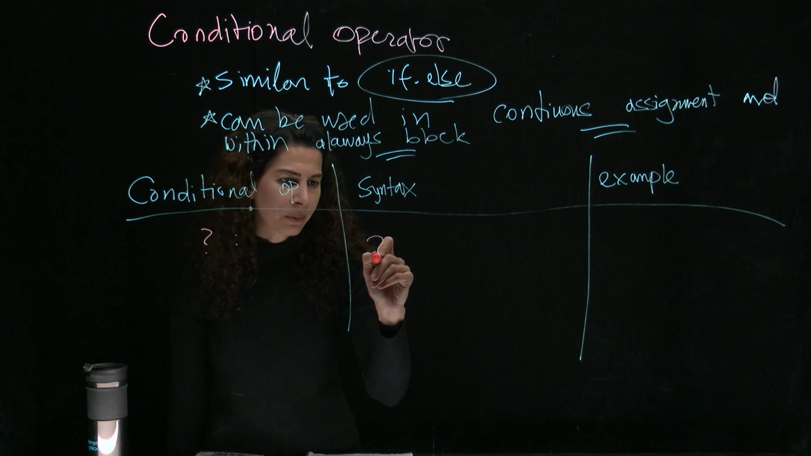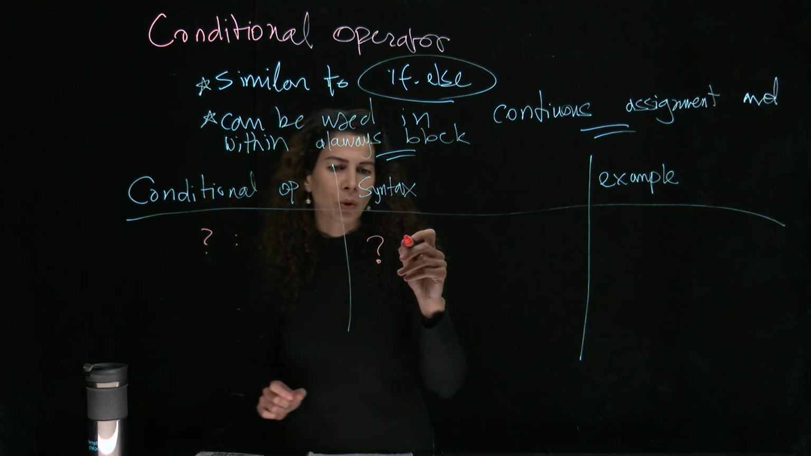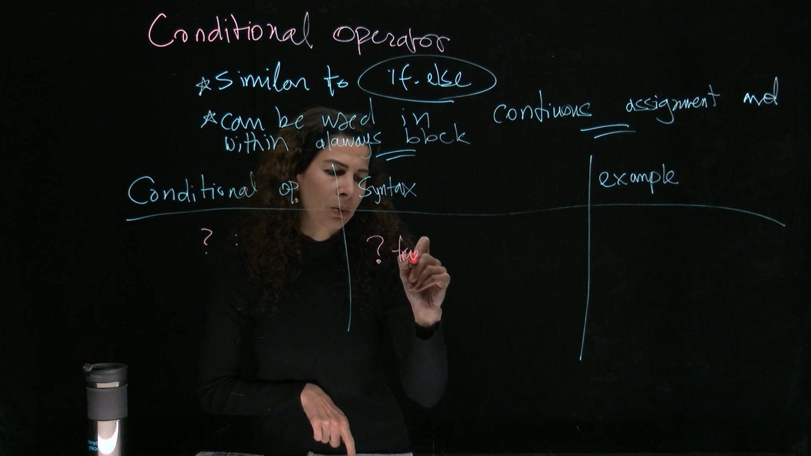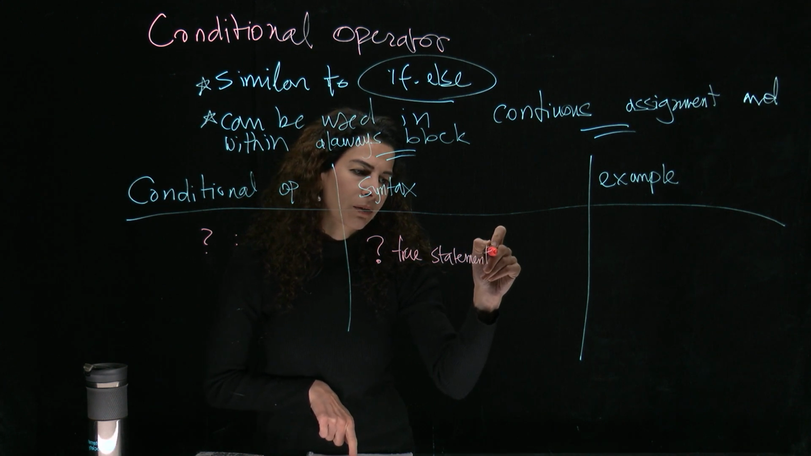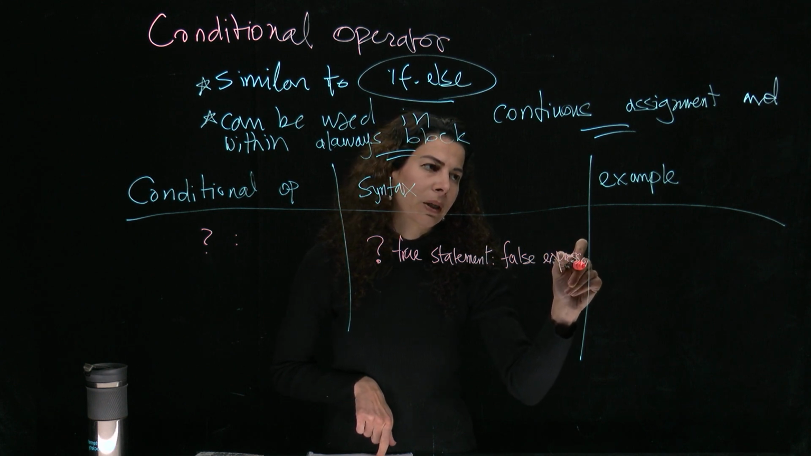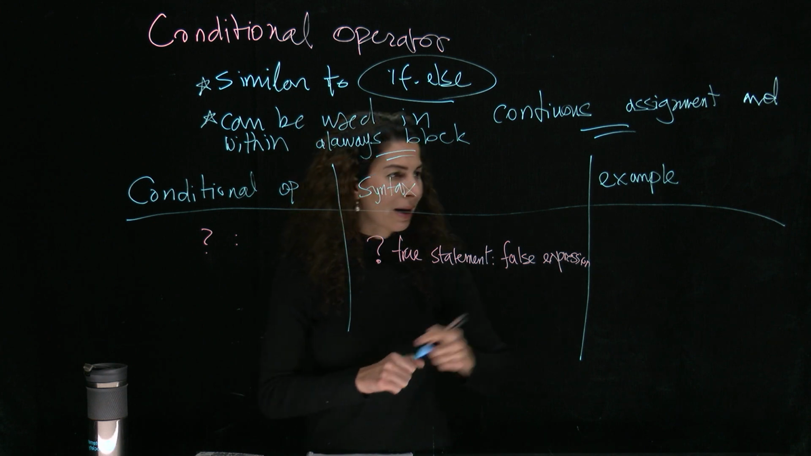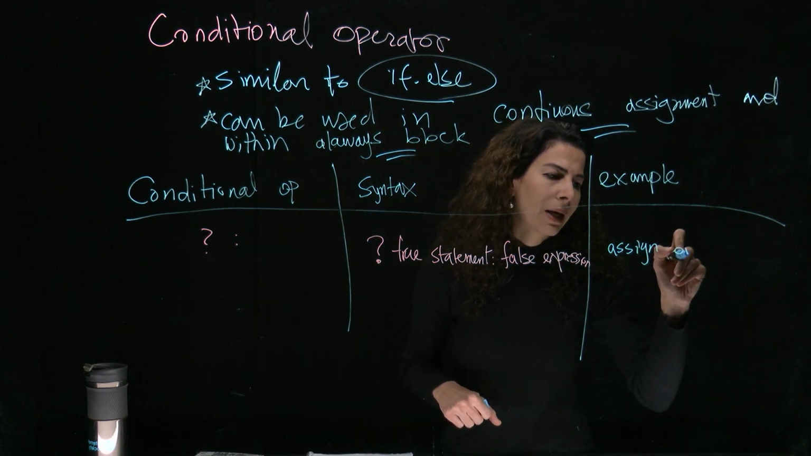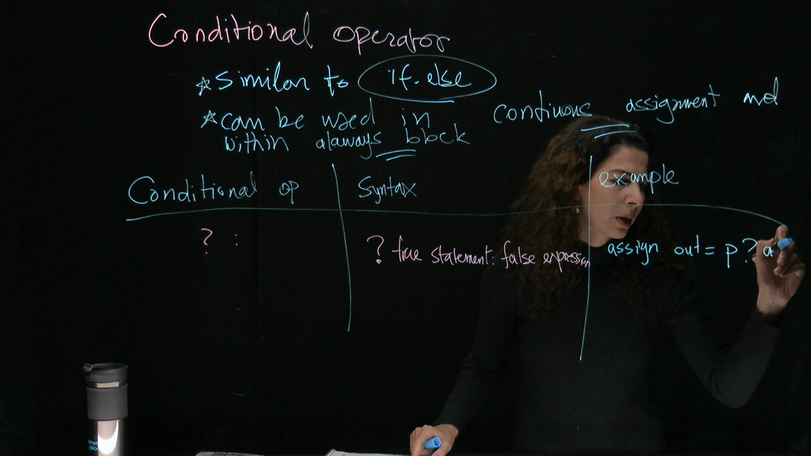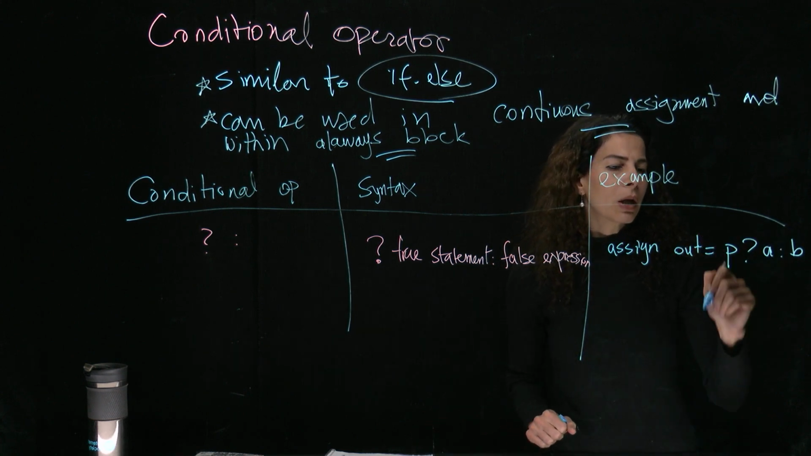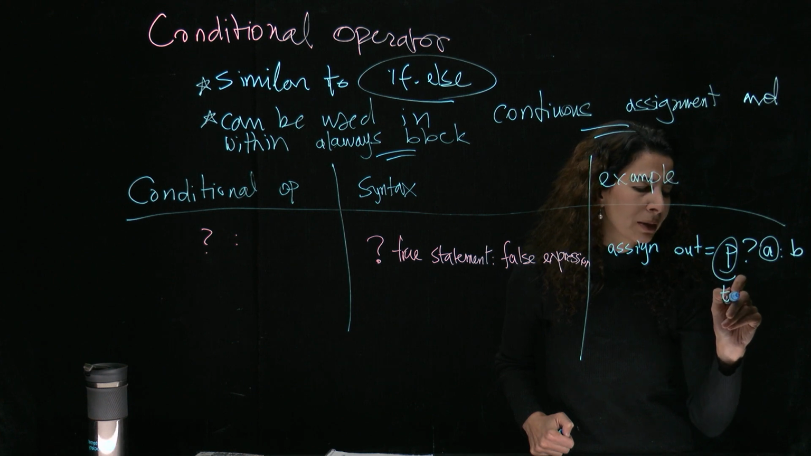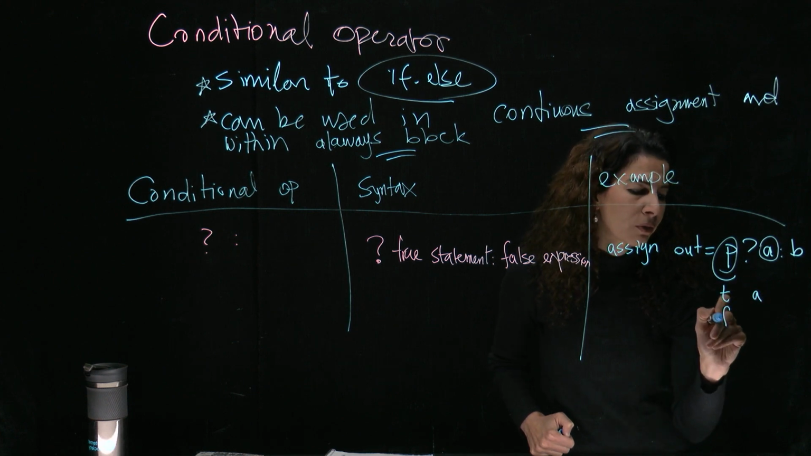So if the clause is true, then we're going to execute the true statement, and if false, it is going to assign the false expression. How it looks in a real example, for example, we could have assign output equal to P question mark A colon B. What that means is that the output will be A if P is true, and if P is false, we will have B.